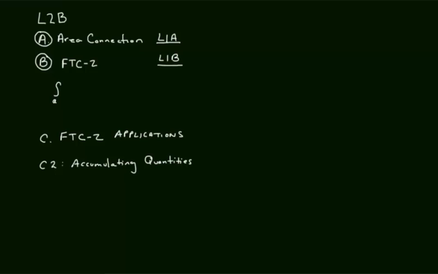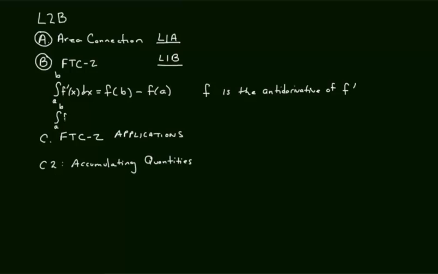So the integral from A to B of f prime of x dx will be the antiderivative at B minus the antiderivative at A. And also, the integral from A to B, just written differently, if it's the antiderivative from A to B of just f of x, then we write the antiderivative as big F at B minus big F at A. Now we're going to look at part C, the fundamental theorem of calculus, part 2, applications.